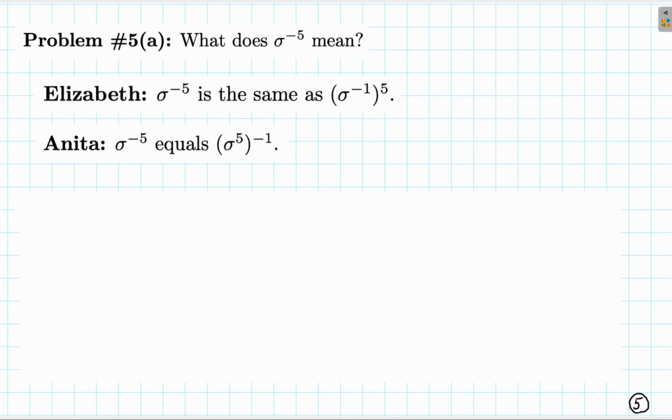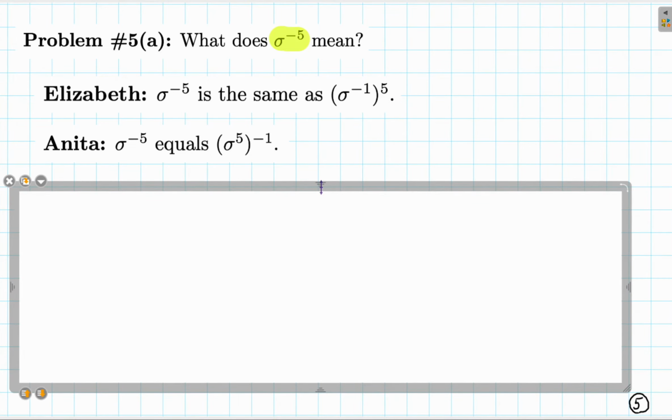Let's talk about problem 5a, which had to do with the interpretation of an expression such as sigma to the minus 5. So there are a couple of possibilities here. We can think of sigma to the minus 5, as Elizabeth did, as the inverse of sigma raised to the 5th power. Or as Anita did, sigma to the 5th power, and then invert that. So who's right? Well, it turns out, perhaps not surprisingly, that those two expressions are equivalent. And so let's see how we can show that.